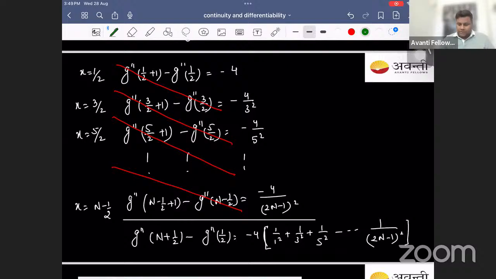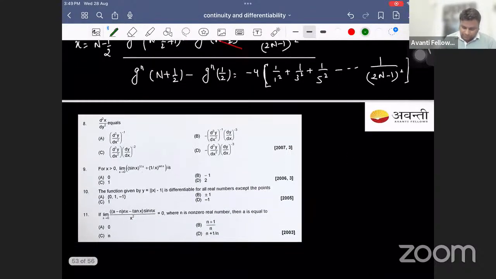Now, let's go. There is a question: d2x upon dy square. See, this is something very interesting. They're asking you to write d2x upon dy square in terms of dy by dx and d2y by dx square. First of all, if this kind of question comes in exam, what best we can do, let us assume f(x) or y as x cube and then verify the options.